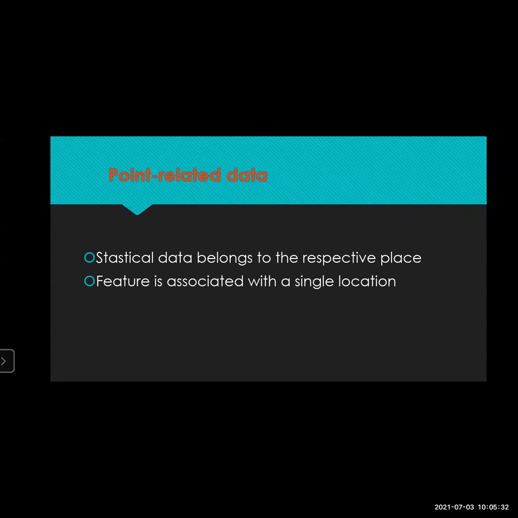The statistical data belongs to the respective place. Such data is known as the point related data. Whatever data is with respect to that particular place is called the point related data. Now the point data exists when the feature is associated with a single location. Whenever a single location is taken into consideration, that type of data you can call point related data. So we have understood what is point related data.